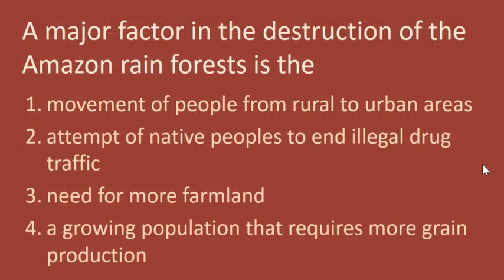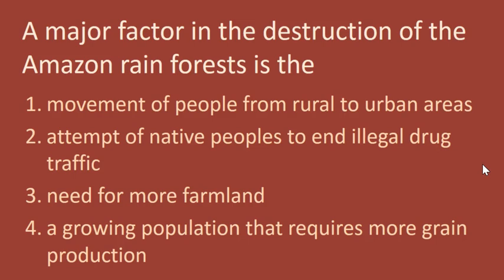Okay, so here's your first question. A major factor in the destruction of the Amazon rainforest is the movement of people from rural to urban areas, attempt of native peoples to end illegal drug trafficking, need for more farmland, or a growing population that requires more grain production. So remember, one of the things we talked about was the slash and burn agriculture, and that's what this question is asking about. Why is this happening?